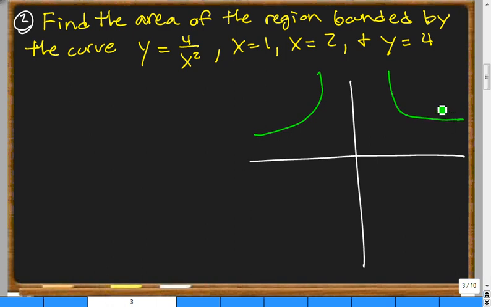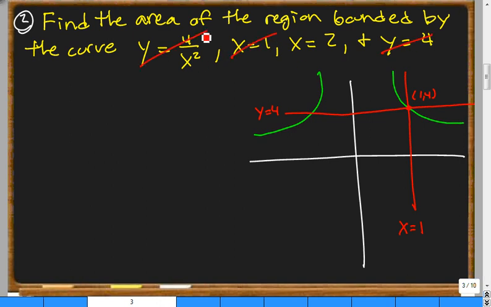I'm going to make this a little bit more pronounced. So I've got the line x equals 1, we'll say that's right here. That would mean that this point here, if I plugged 1 in, would actually be 4. So this is the point (1, 4). This is very helpful because that means I know that this is the line y equals 4. So I've got that, I've got x equals 1, and I just need x equals 2.